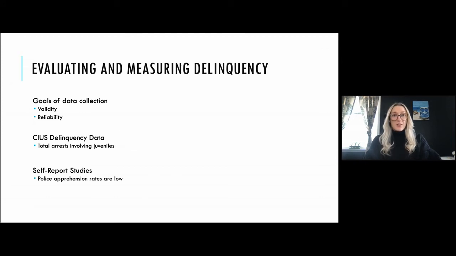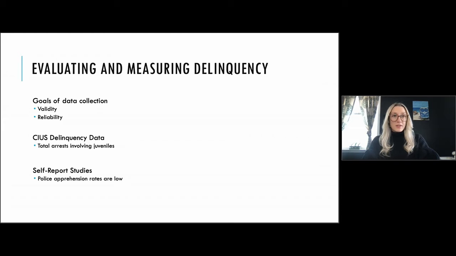Data collected by the OJDP actually represents only estimates of the total juvenile crime that we see. And we have limited information about juvenile court transactions and the characteristics of juveniles who are referred.